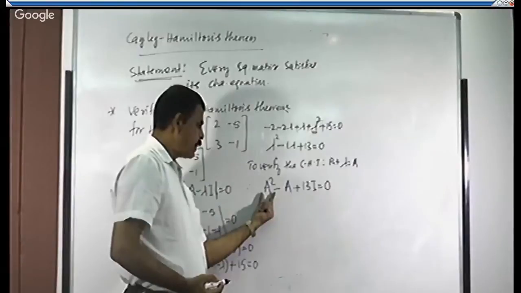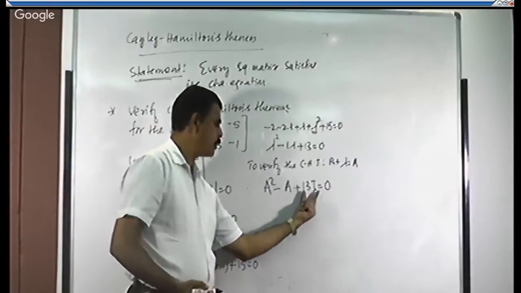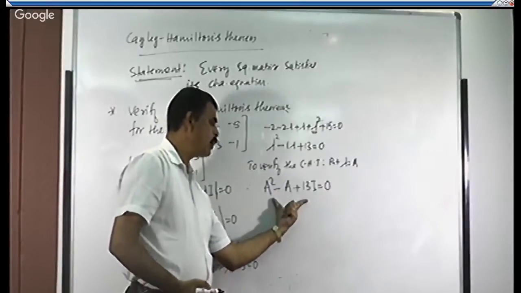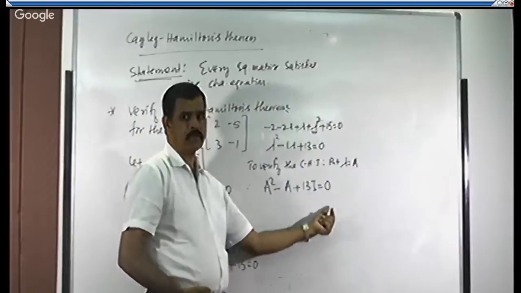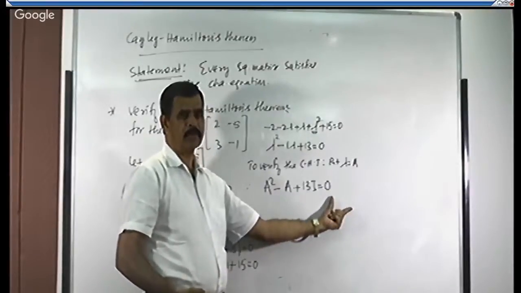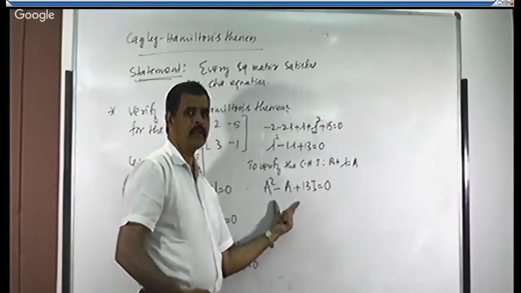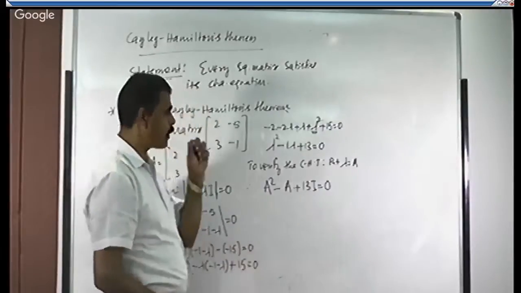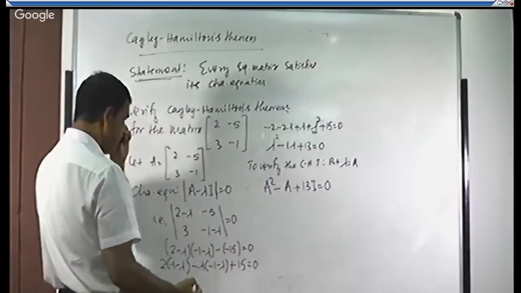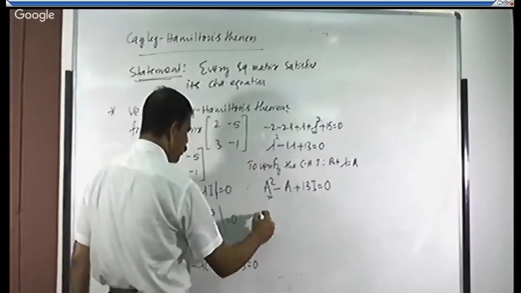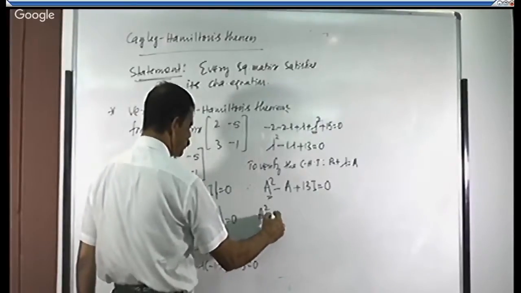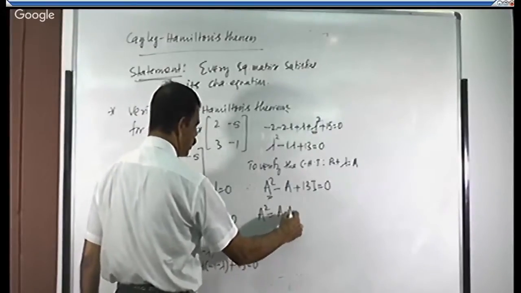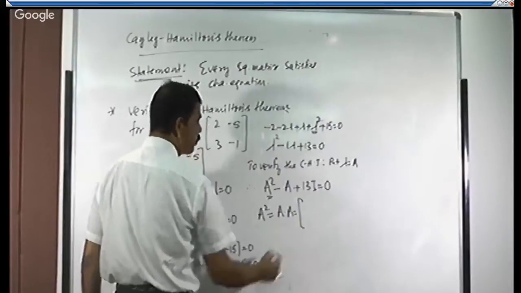Now you get a square, get 13i, substitute here, you should get 0, 0, 0. All elements should be equal to 0. That means the theorem is verified for a given matrix. First find out a square. We know how to find out a square. What is a square? It is a into a. What is a? It is a given matrix.